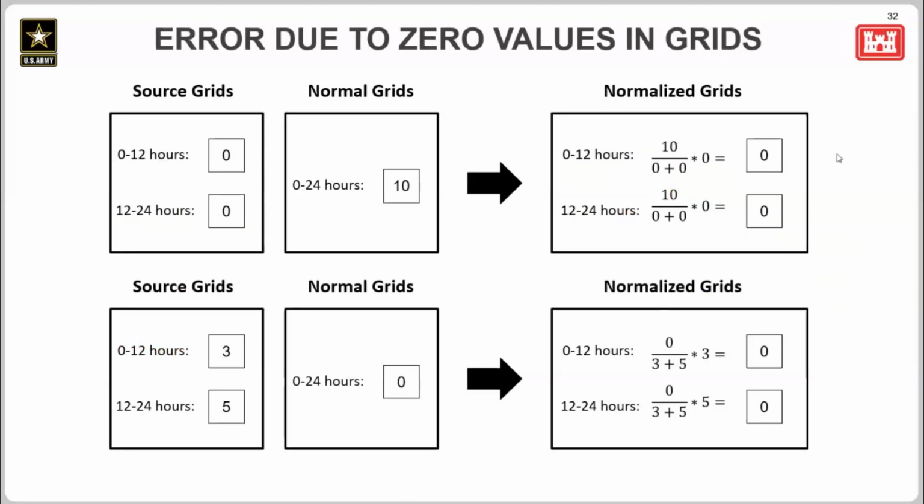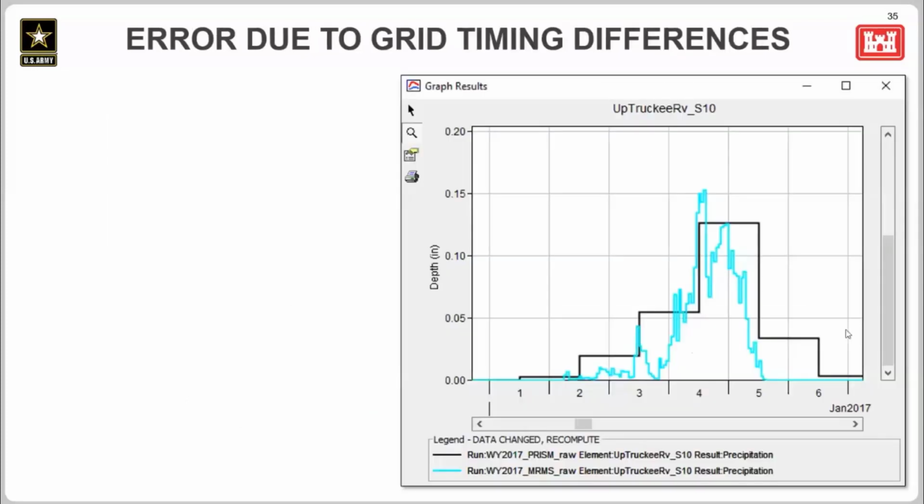So let's talk about a couple of reasons why we can get error in grids. One reason could be zero values. If your source grids all have zero precipitation in them, it doesn't matter what your normal grids say. Your normalized grids are going to have zero precipitation for those time intervals because you're multiplying by zero. It's the same deal if you have zeros in your normal grid. It doesn't matter what your source grids are, since you're multiplying by zero, your normalized grids are also going to be zero. And so this can throw off your cumulative volumes a bit.